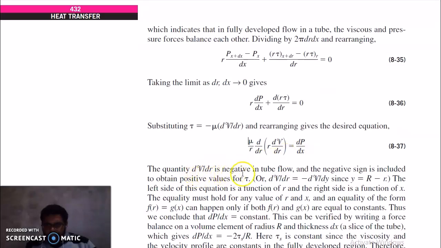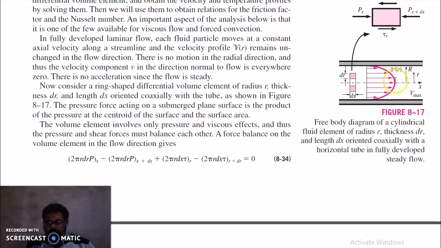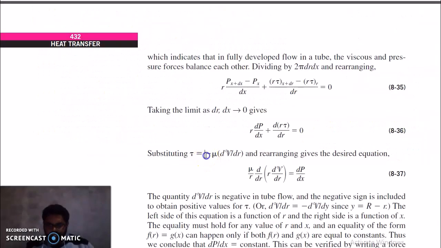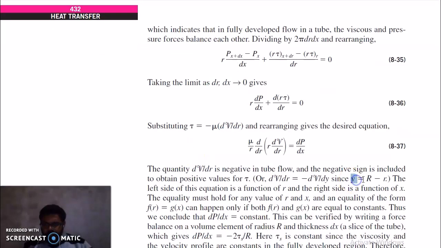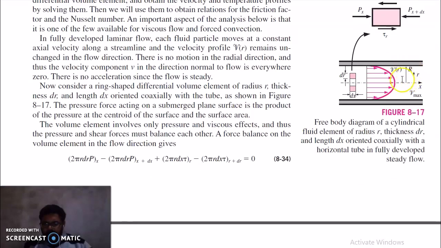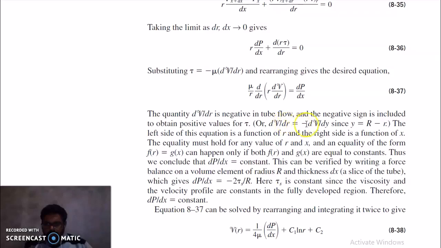The quantity dV by dr is negative in the tube flow. You can see the velocity is decreasing in the radial direction. So this dV by dr is negative, the slope is negative. So this negative sign is included in the equation, because this quantity is negative, and negative multiplied by negative will become positive shear stress. We also know y is equal to R minus r. So R minus r is also equal to y. So you can replace here, instead of dV by dr, you can write it this way.